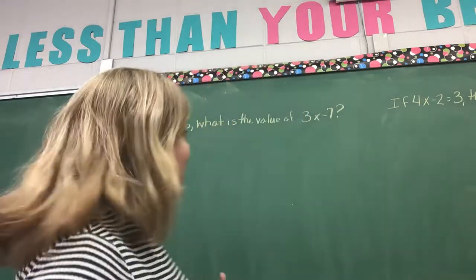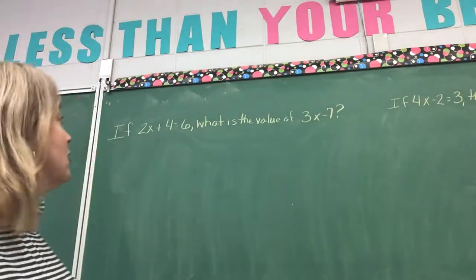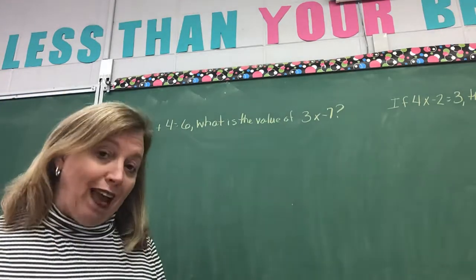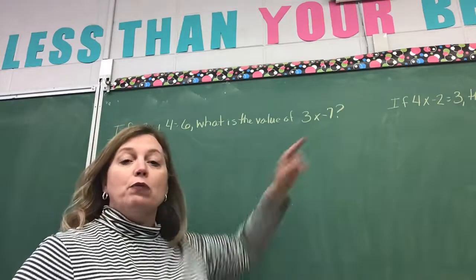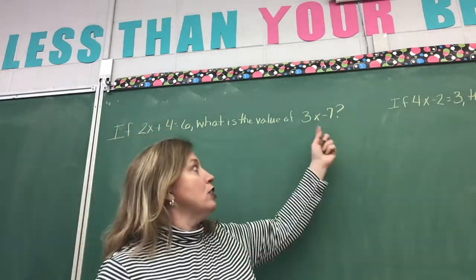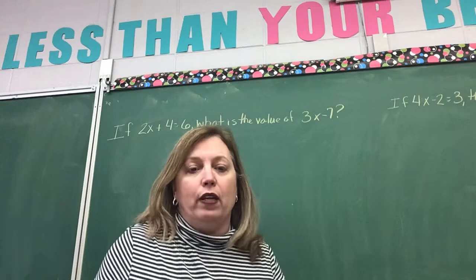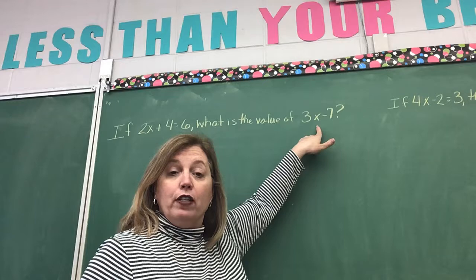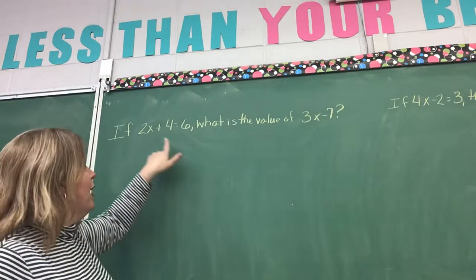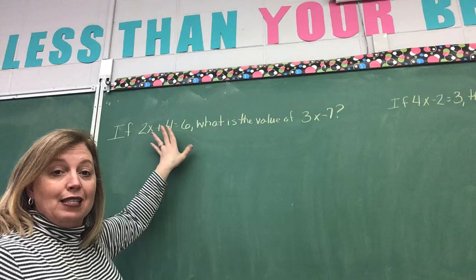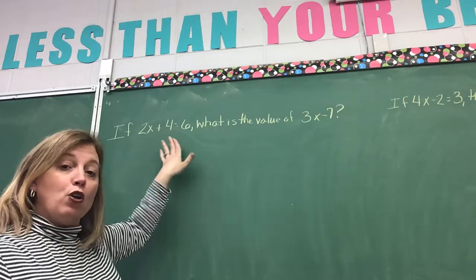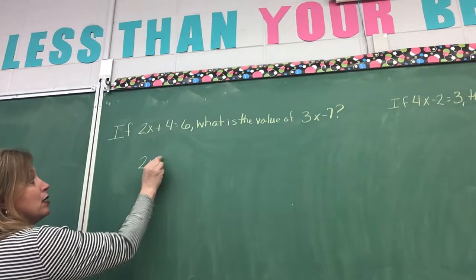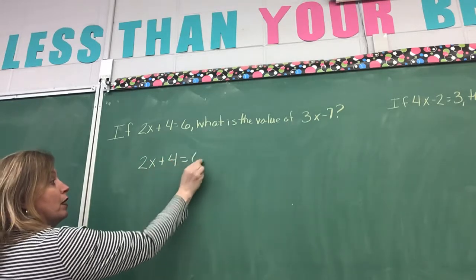Look at the board. It says, if 2x plus 4 equals 6, then what is the value of 3x minus 7? Now, I cannot solve 3x minus 7 because it doesn't equal anything. But if I knew what x was, I could solve it. Well, over here, it tells me that 2x plus 4 equals 6. This I can solve. So I'm going to solve this equation first. Okay, so we're going to write down 2x plus 4 equals 6.